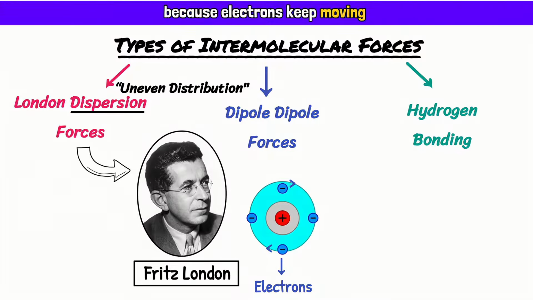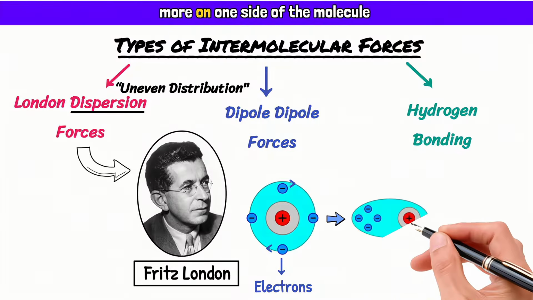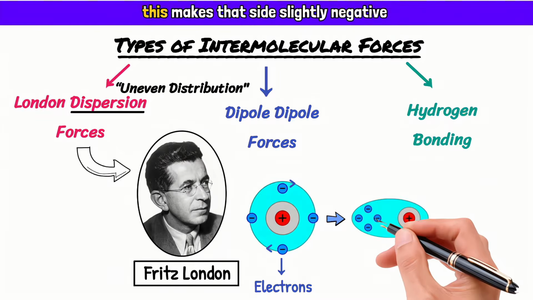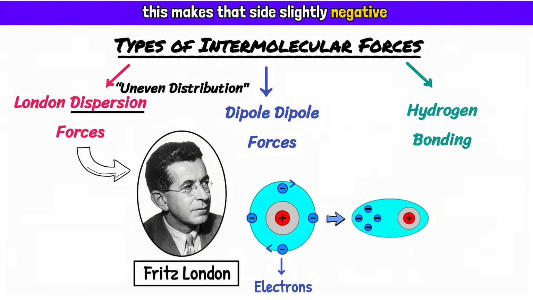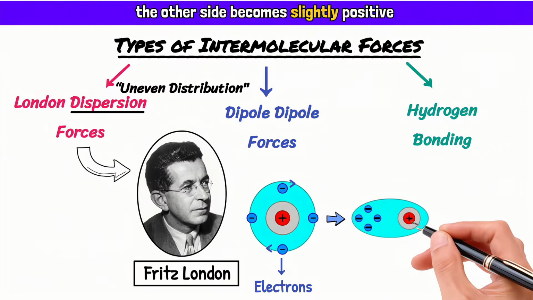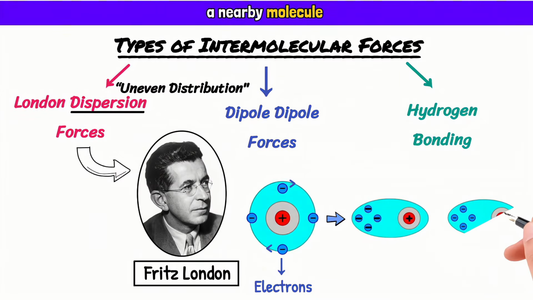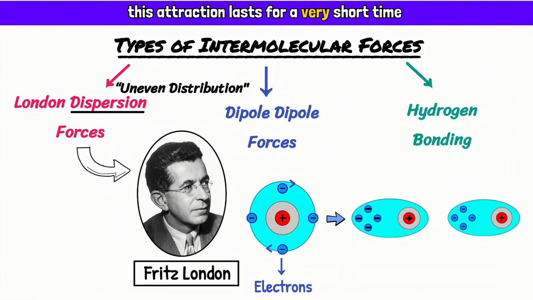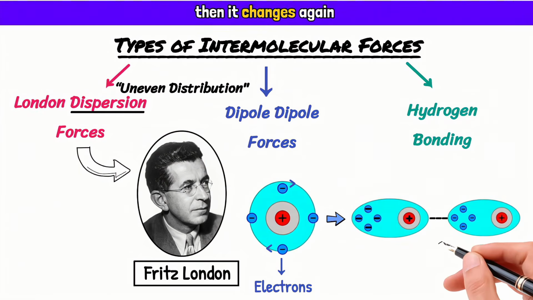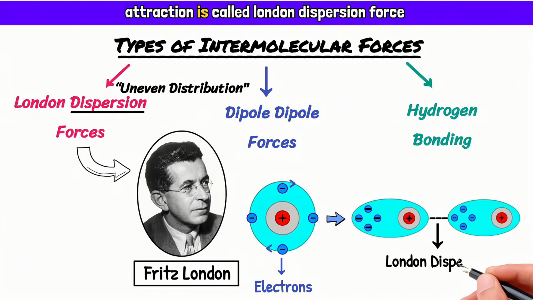Because electrons keep moving, sometimes they gather more on one side of the molecule. This makes that side slightly negative. The other side becomes slightly positive. This positive side can attract a nearby molecule. This attraction lasts for a very short time. Then it changes again. This weak attraction is called London dispersion force.